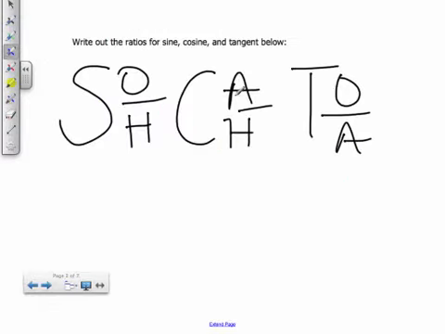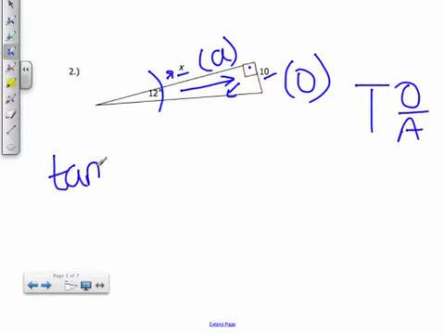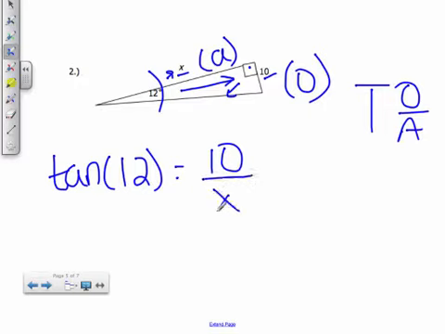Well, let's look back and see what we have. Looks like tangent is the one that uses adjacent and opposite. The order does matter, so you have to do opposite over adjacent. So let's write this down. So remember, tangent is opposite over adjacent. So I'm going to say that the tangent of my 12-degree angle is equal to the opposite, which is 10, over the adjacent, which is x.